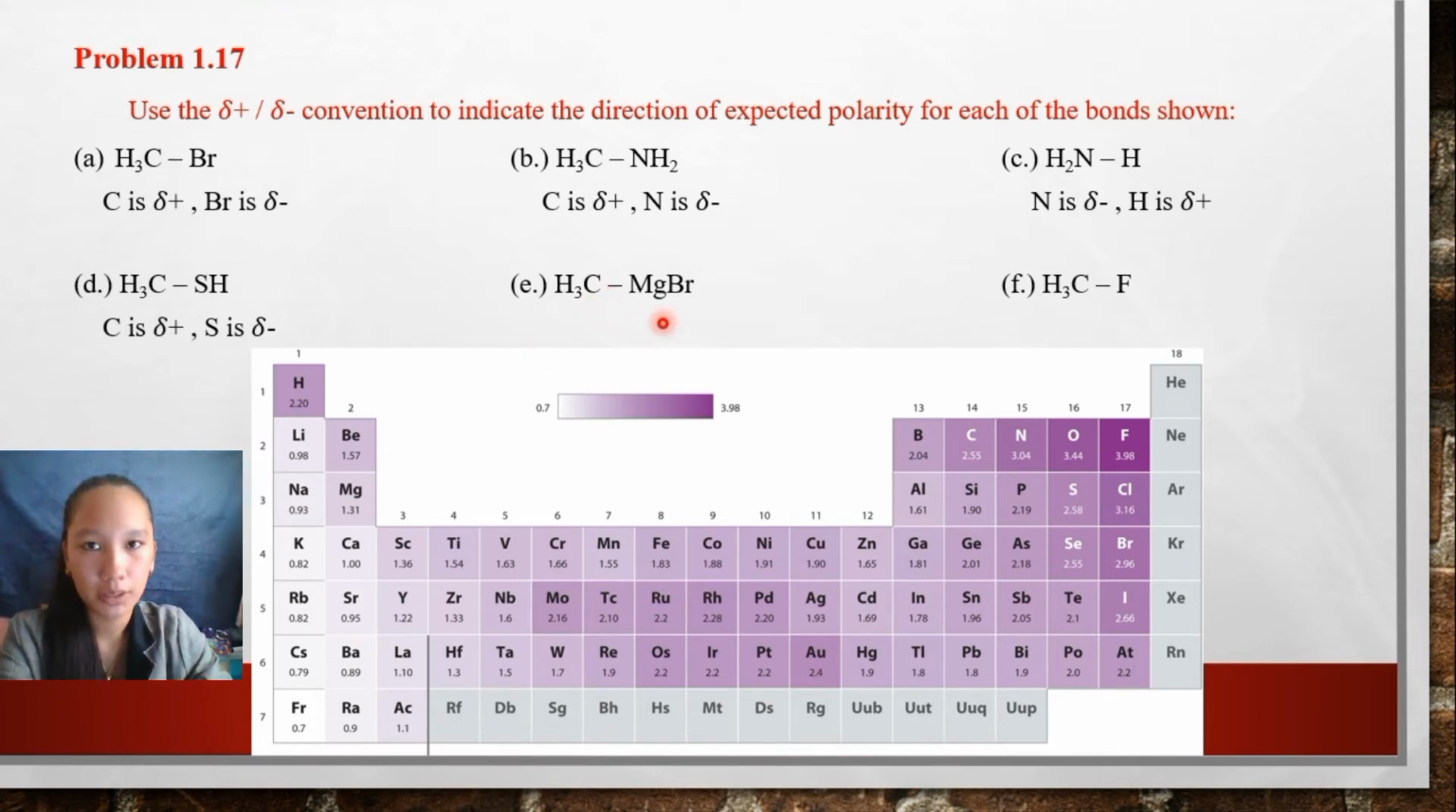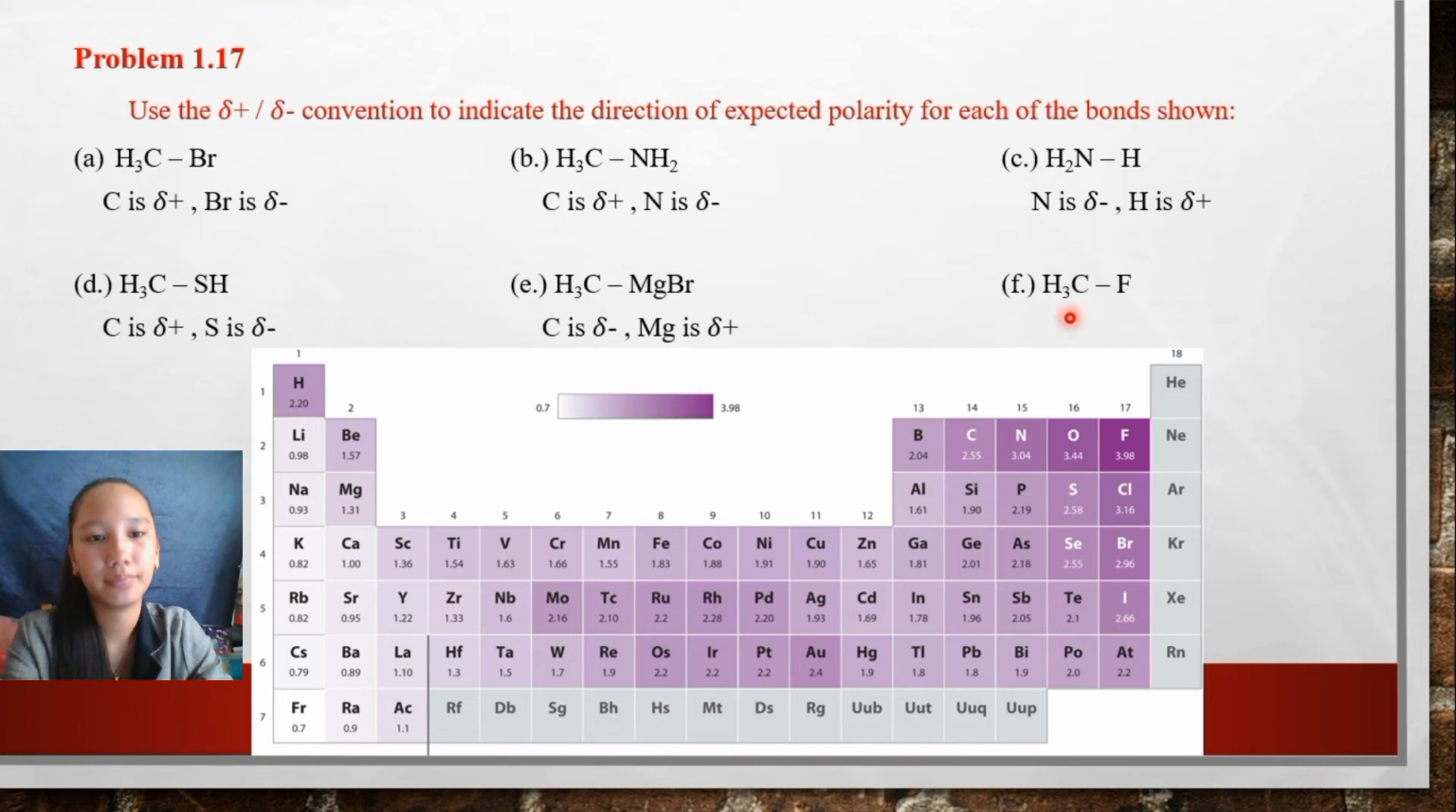C and Mg. We have here C, which has an electronegativity of 2.55, and Mg with a value of 1.31. Comparing the two elements, C is greater, or more electronegative, than Mg, right? So therefore, our answer is C is partially negative, Mg is partially positive.